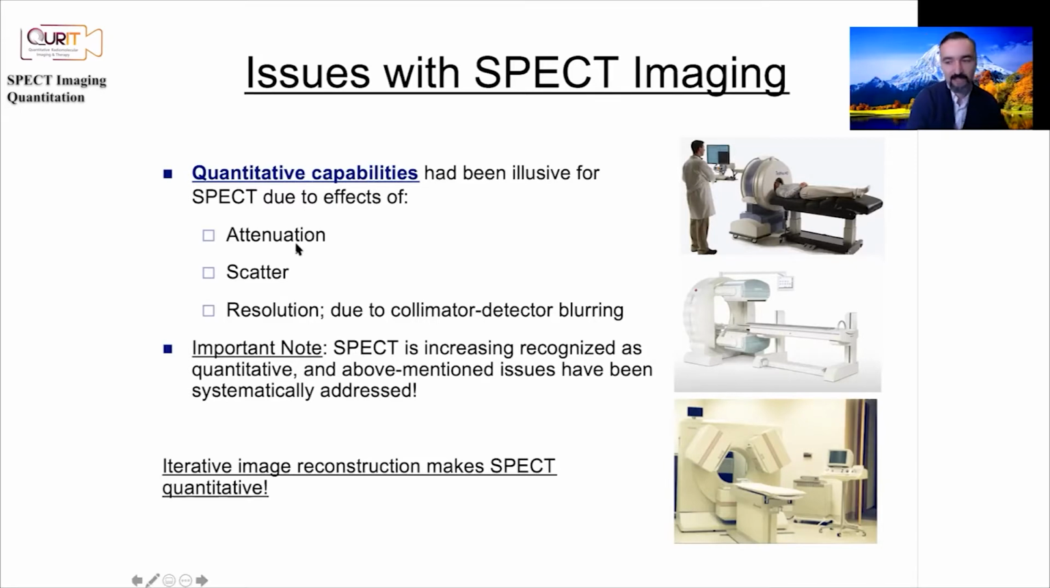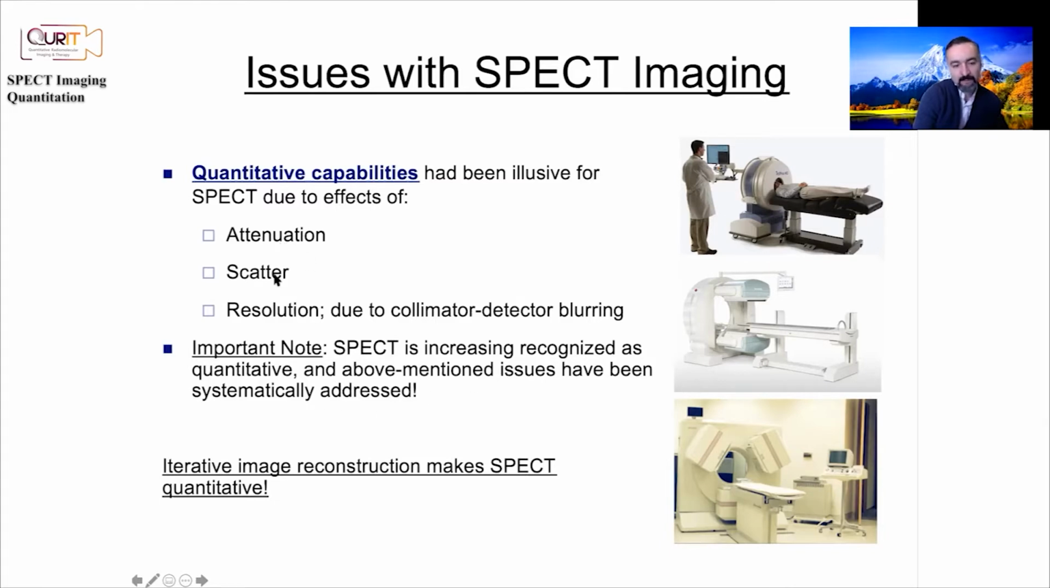But in SPECT, that's not the case. You've got single photon. For a projection, it really depends where you are on that line. What is the distance from you to the detector? But the point is, attenuation has been difficult, and people thought SPECT is not quantitative because you cannot deal with attenuation. But that is not true. It is now being dealt with quite nicely. So SPECT is increasingly recognized as quantitative, and the above-mentioned issues have been systematically addressed.